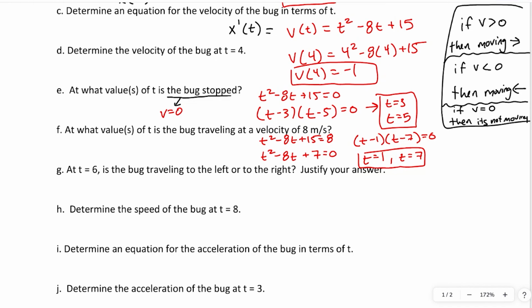If the velocity is positive, it's moving to the right. If the velocity is negative, it's moving to the left. So let's find out which direction. So v of 6 would be 6 squared minus 8 times 6 plus 15.